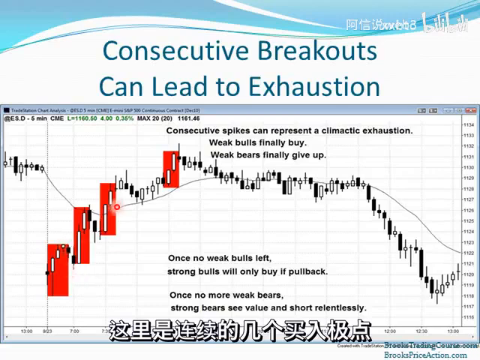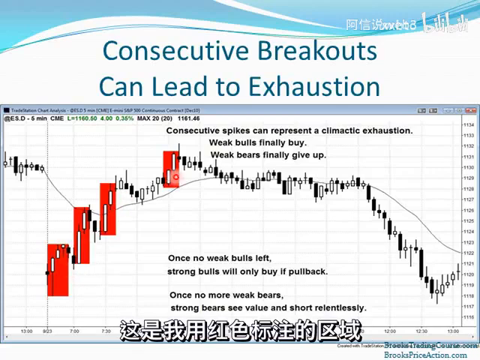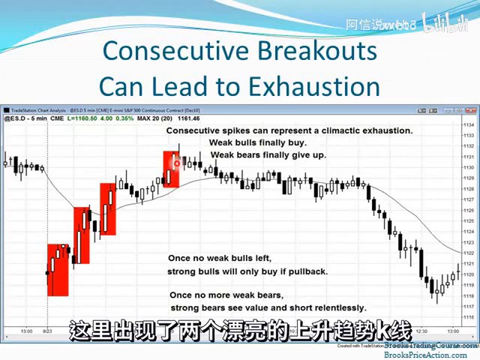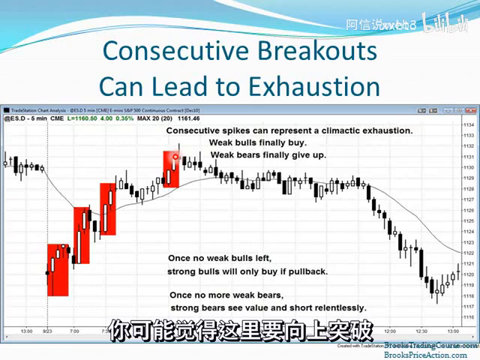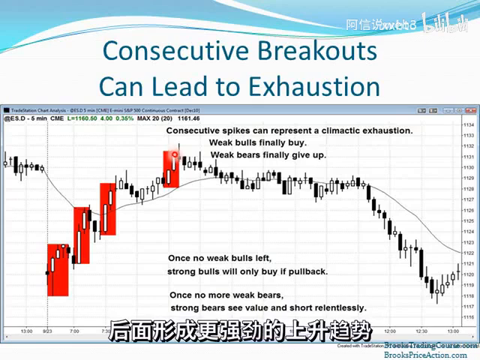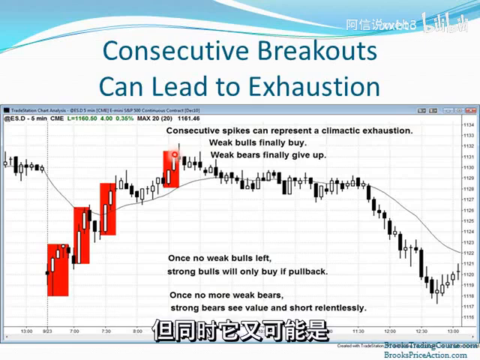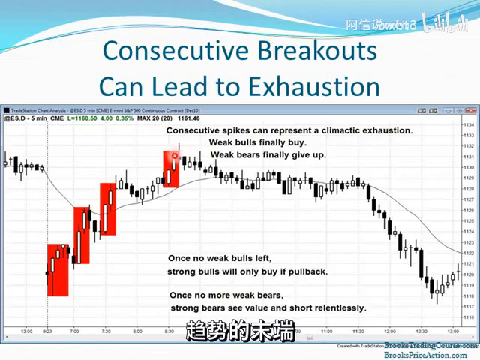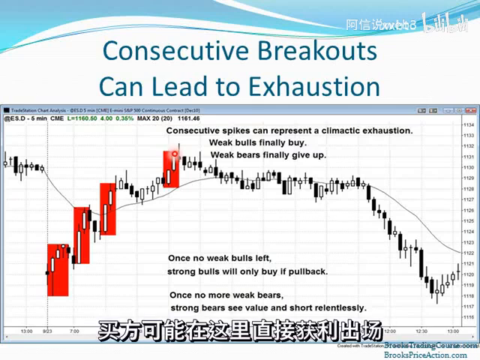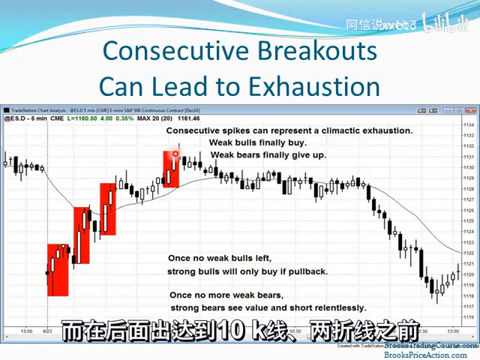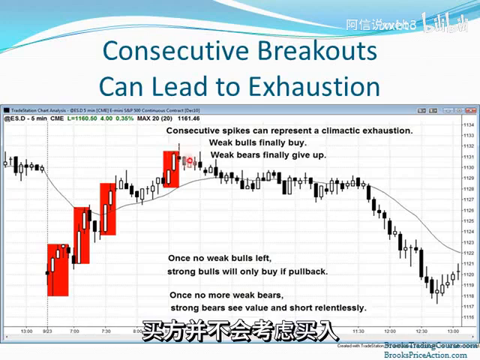Here we have a series of consecutive buy climaxes, these red boxes. And then now we have two great looking bull bars closing on their highs. You can say, wow, it's going to break out into a stronger trend. On the other hand, more likely it's going to be an exhaustion move, a climactic end to the bull trend. And bulls will use this as a great opportunity to take profits on their longs, and they won't want to buy again until the market goes down for at least 10 bars and 2 legs.